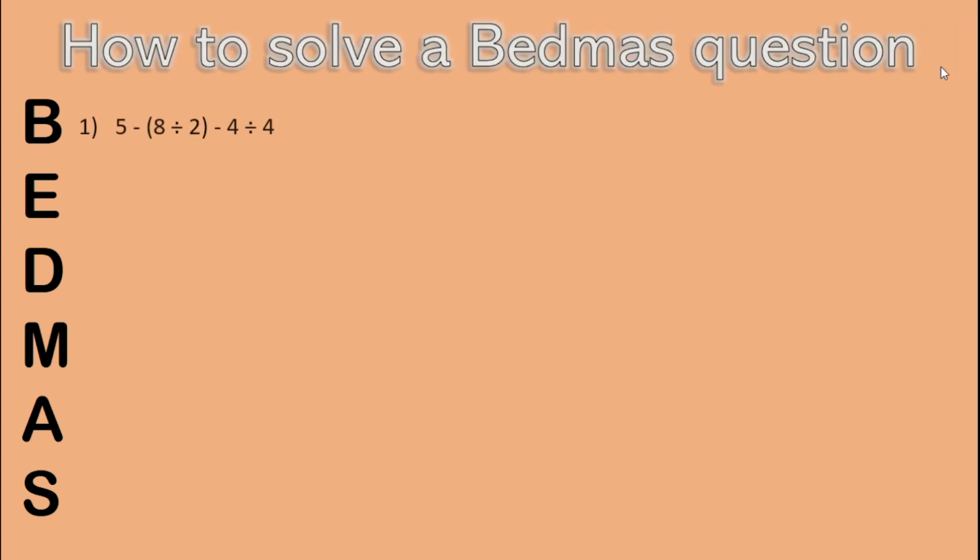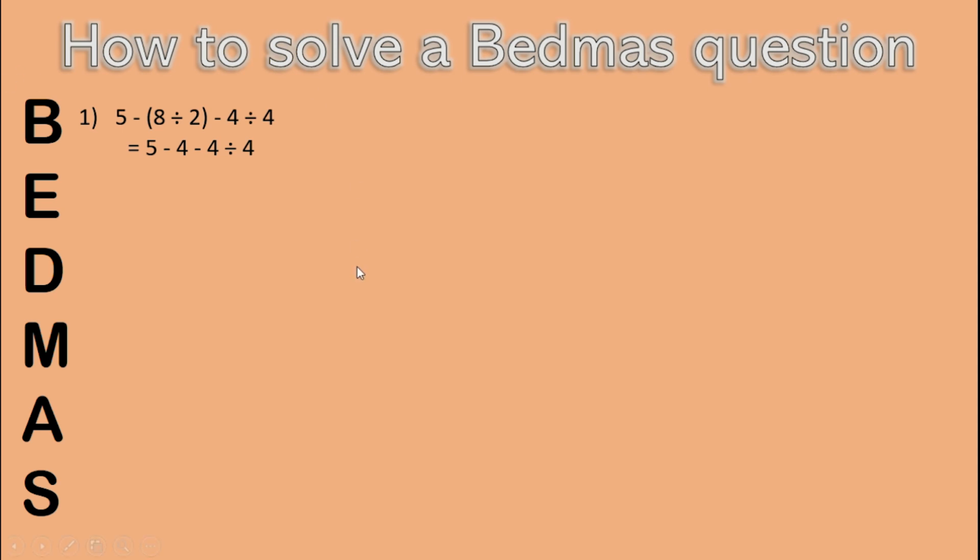Okay, so now that we know what BEDMAS stands for and you know the order that we should work in when we have multiple operations, let's go ahead and try to solve one. The first question I have here is 5 minus bracket 8 divided by 2 close bracket minus 4 divided by 4. In this case, according to BEDMAS, we would have to do the brackets first. So look at the brackets, 8 divided by 2. Let's simplify that. Rewrite the whole question, so 5, and then subtract. And then what we have to do is do the brackets, 8 divided by 2, which equals 4, and then rewrite the rest of the question.